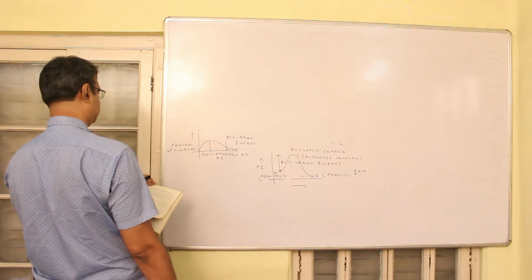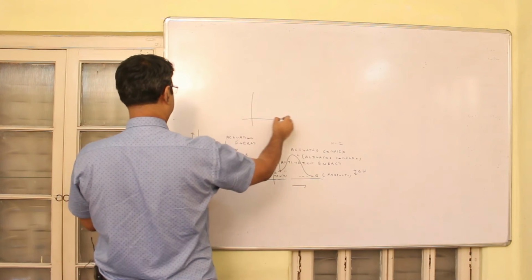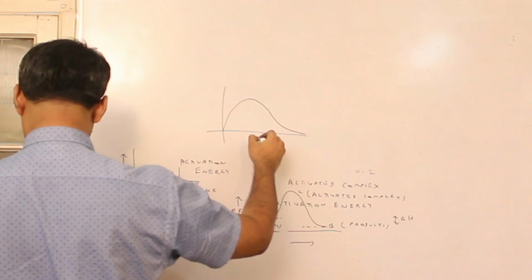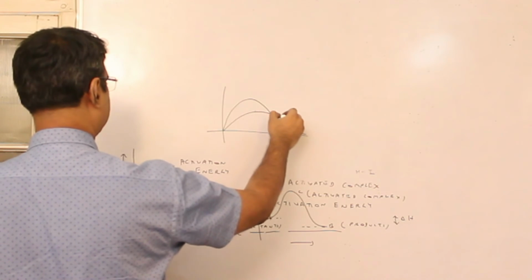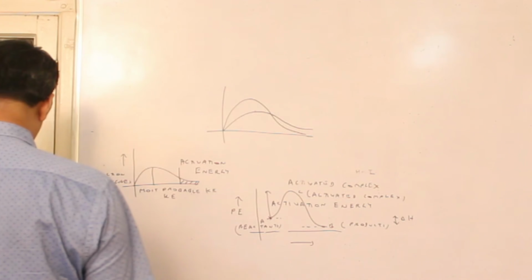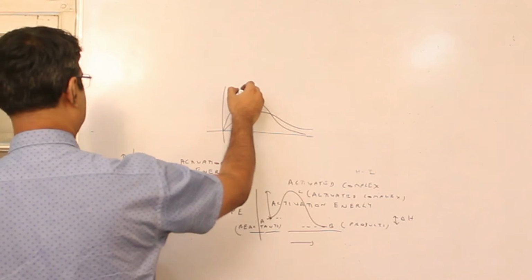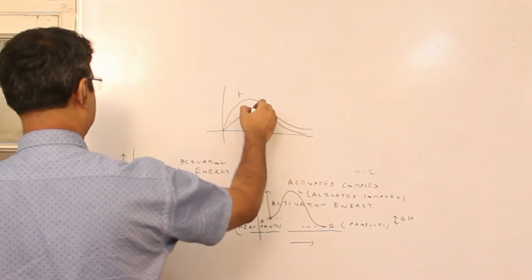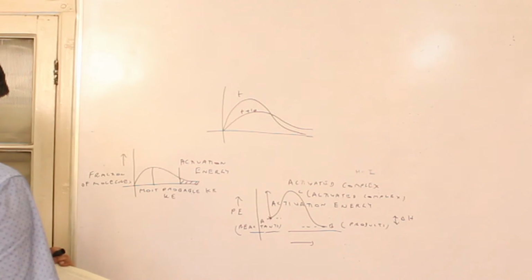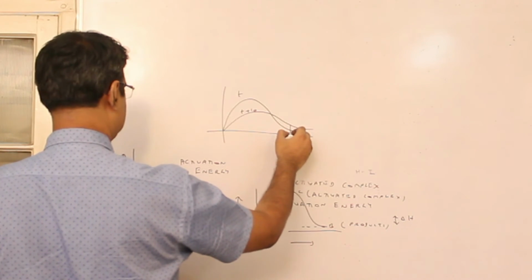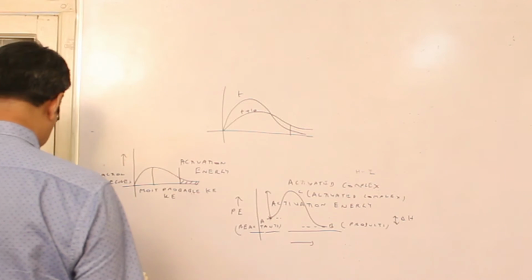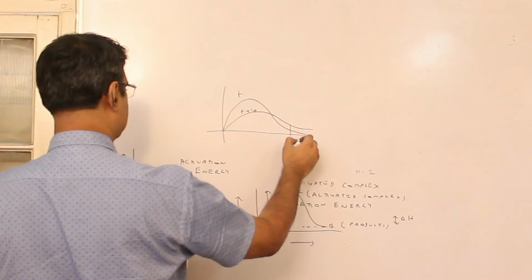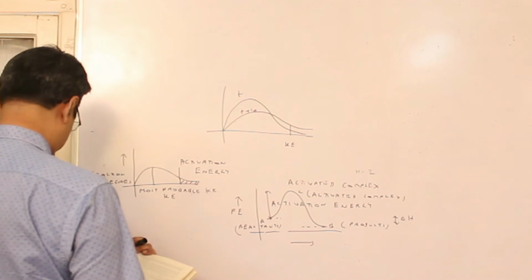Now the thing is, the temperature dependence can be shown by means of a graph like this. See, there are two different graphs. Suppose this graph is for temperature T, and this lower graph is for temperature T plus 10. So as usual, this is the energy barrier, and those molecules which are on the right side of this, they are the ones which can have effective collisions.